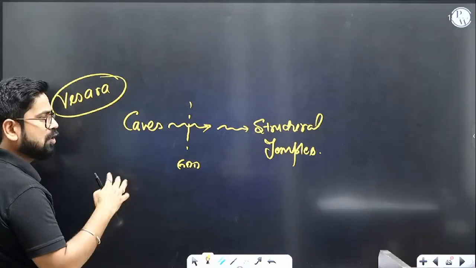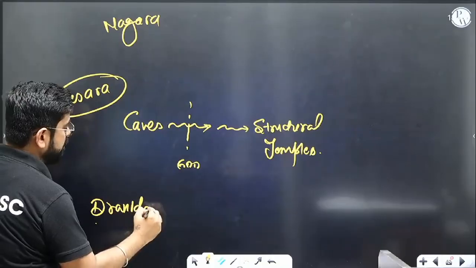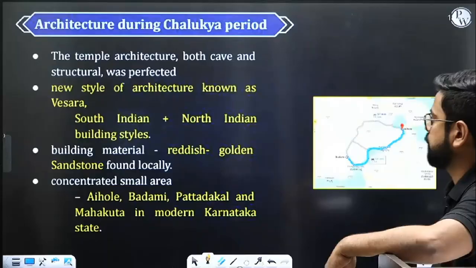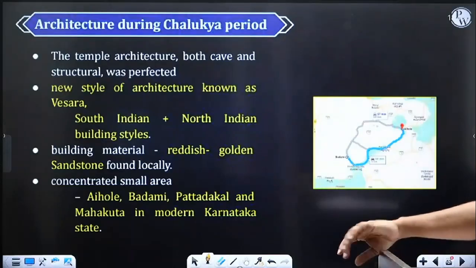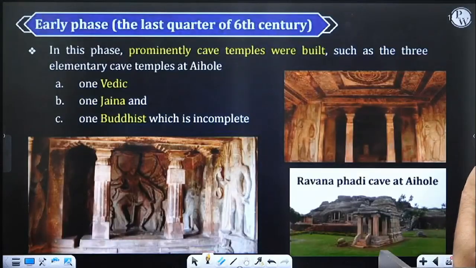We're talking about Vesara. We saw their inspiration. They took inspiration from Nagara. They took inspiration from Dravida, and then they will make something of their own. Let's see how it looks. So initially we find that there is cave architecture. The material they are using is reddish golden sandstone. Wherever they are using it, it is reddish golden sandstone. So in the early phase you will see that there are caves.